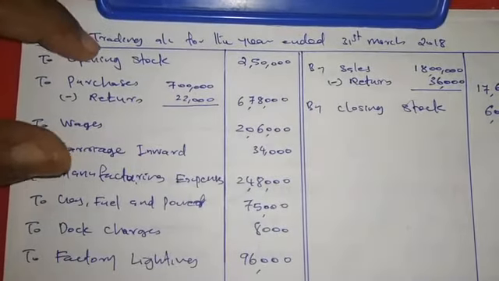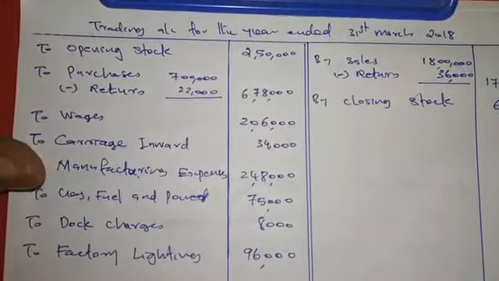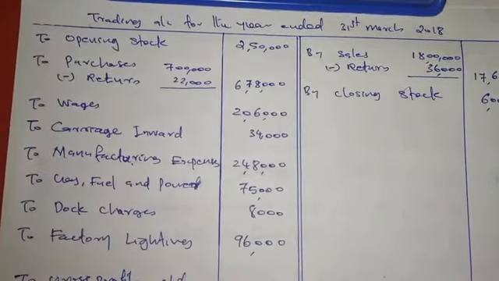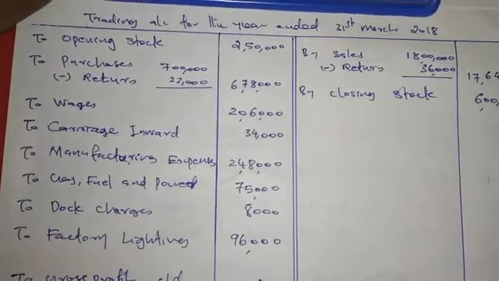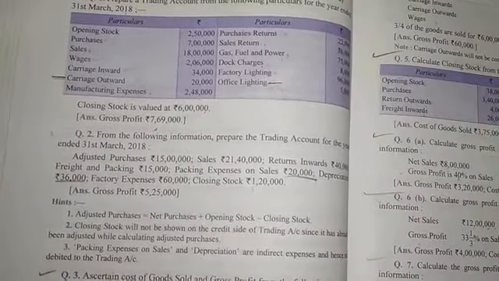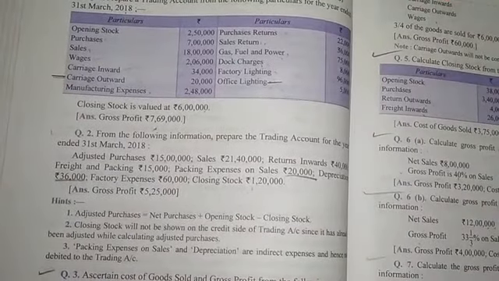But in this question only the trading account is asked, and only for preparing the trading account the details are given. That is why, by finding this gross profit, our answer is over. Now I am going to discuss how we can make profit and loss accounts.